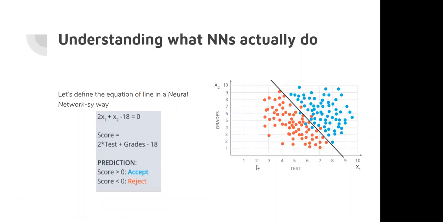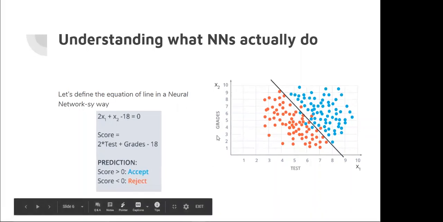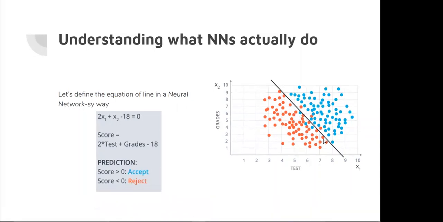Yeah, that's perfect. Okay. So that's what our system does right now. We have drawn a line. If a student falls on one side, we say accepted. On the opposite side, rejected. And we have defined an equation for this line in a way that is more neural network friendly. This is just an equation of a line, nothing fancy.